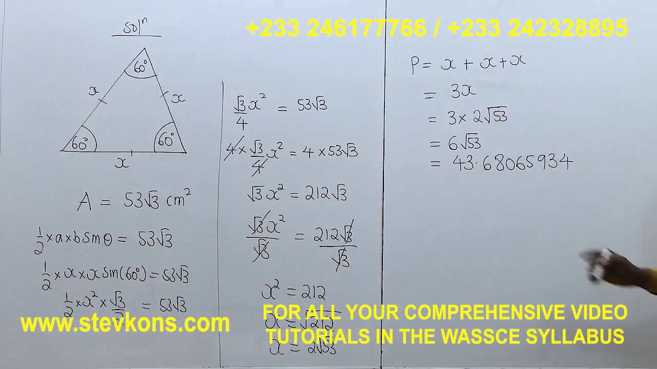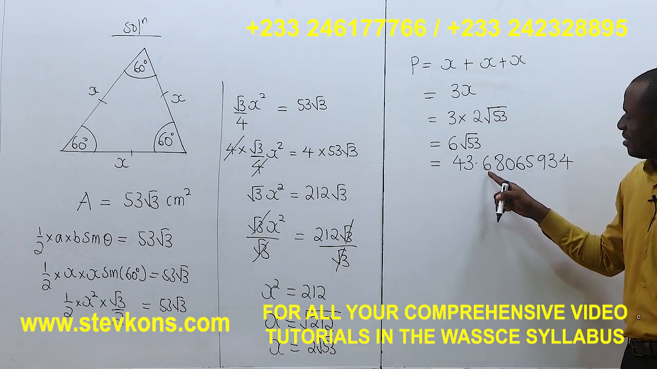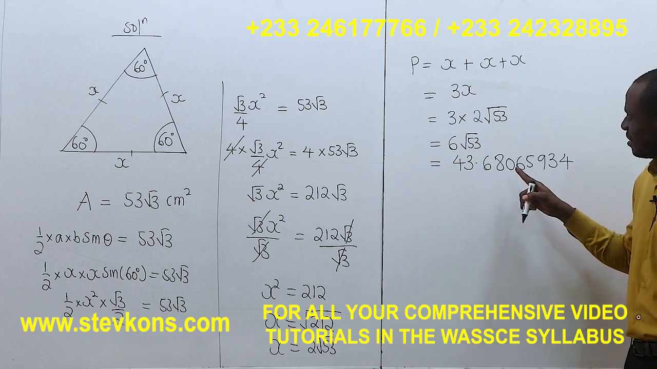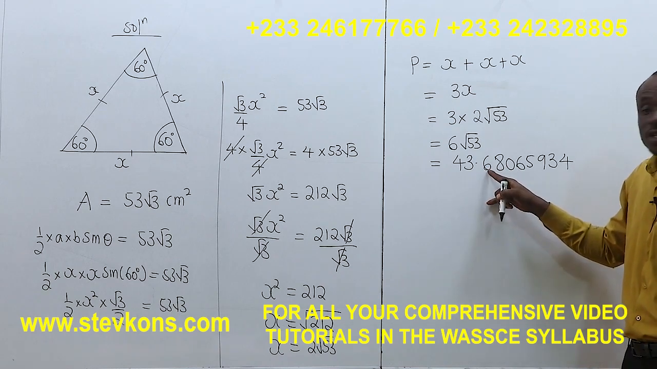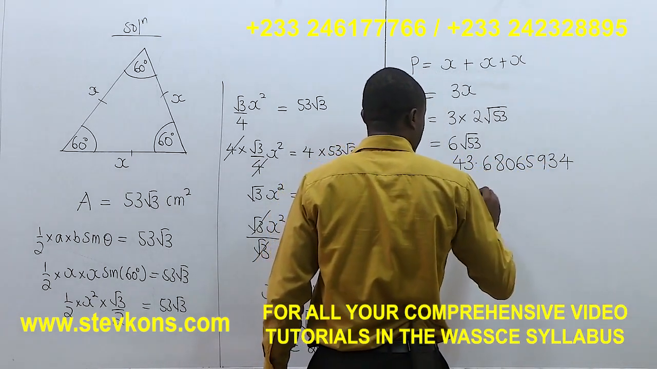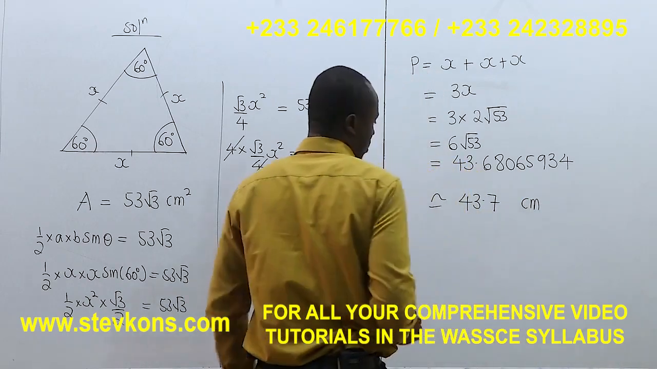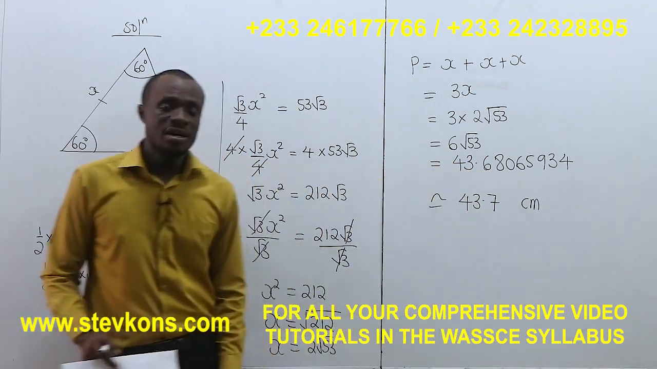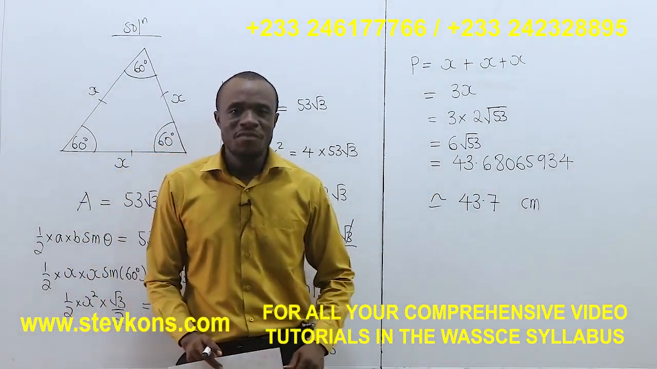So the nearest tenth will be on this one, after that is the nearest hundredth, nearest thousandth. But this 8 will change the 6 to 7. So this is approximately 43.7. Is this centimeters? Yes. So this is to the nearest tenth. Isn't it easy? Very, very easy.